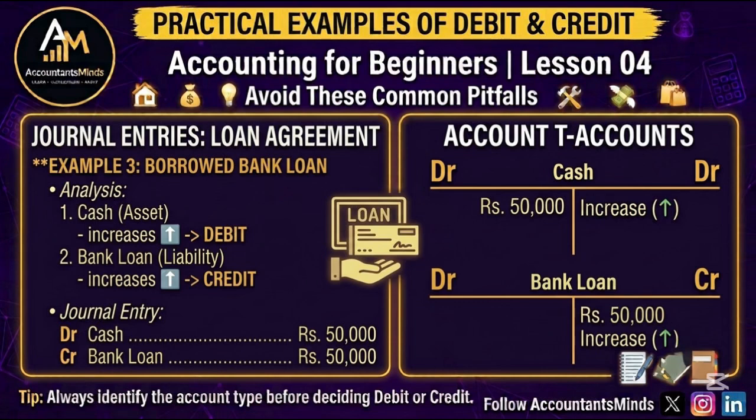Finally, the business borrows 50,000 rupees from the bank. Cash increases, so we debit cash. Bank loan is a liability, and it increases, so we credit bank loan. Notice that in every example, the total debit amount equals the total credit amount.